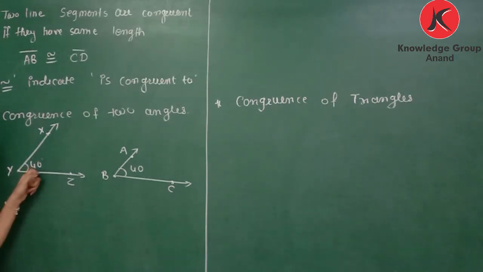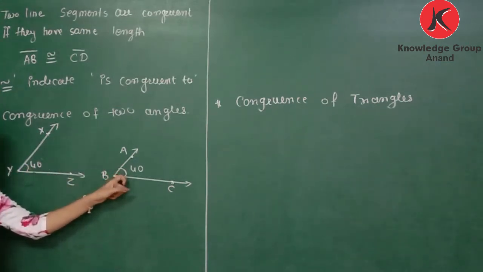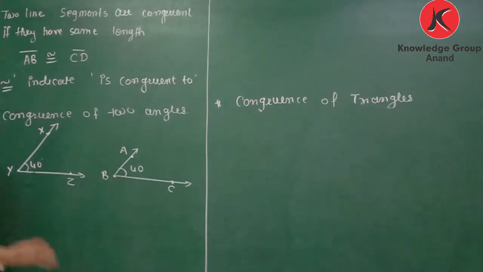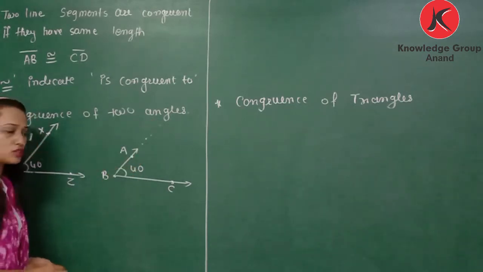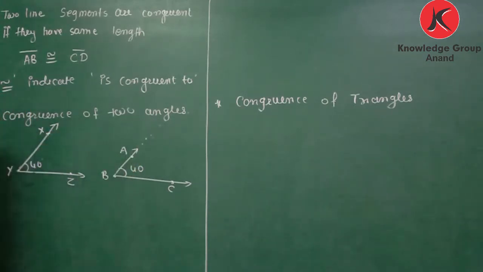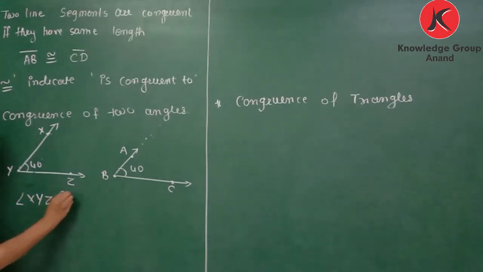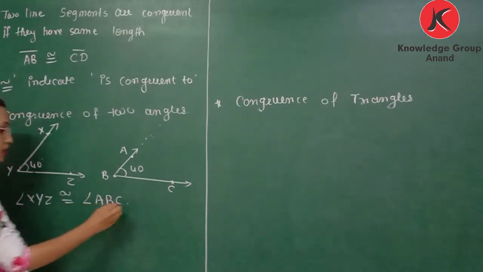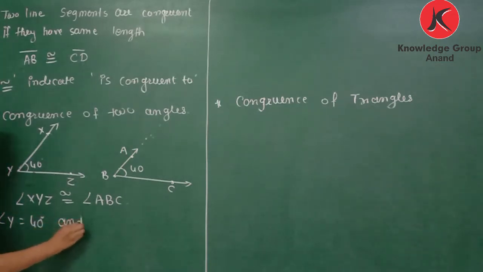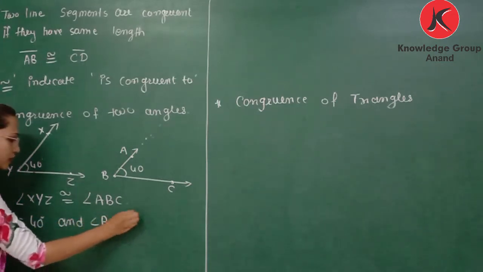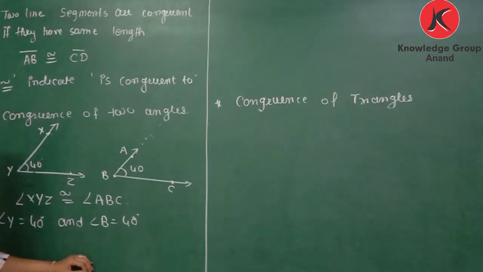So here you can see this angle Y is 40 degrees and this angle B is 40 degrees, and the rays are extended in the same direction. If we consider this ray, it is extended in this direction, so this length and this length are equal. They are representing the same direction. That's why we can write angle XYZ is congruent to angle ABC. The reason is that angle Y is equal to 40 degrees and angle B is equal to 40. So that's why they are called congruent angles.